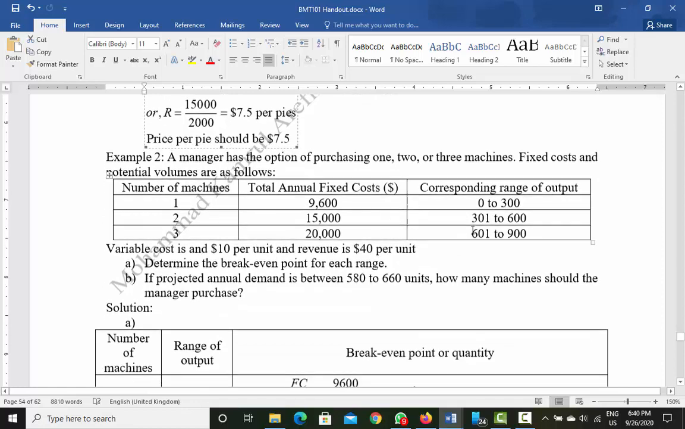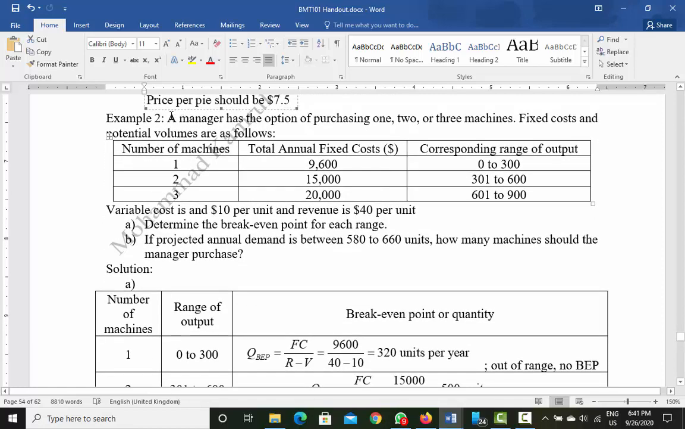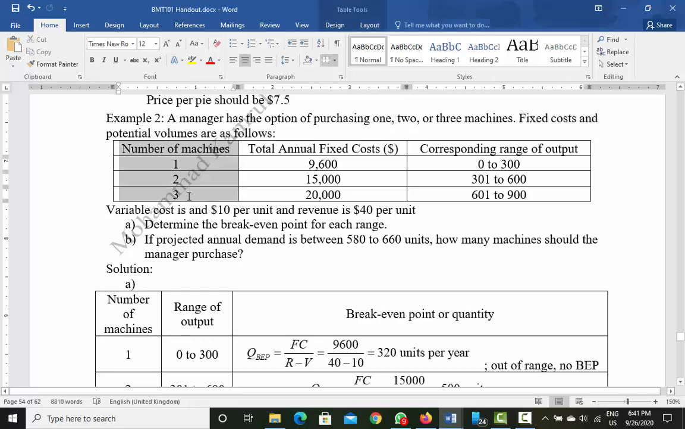Now the next question. A manager has the option of purchasing 1, 2 or 3 machines. So we may purchase 1 machine, 2 machines or 3 machines. Fixed costs and potential volumes are as follows. Number of machines: 1, 2, 3.